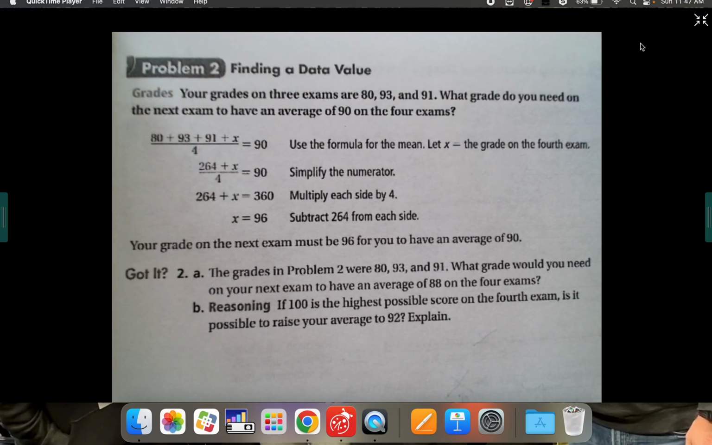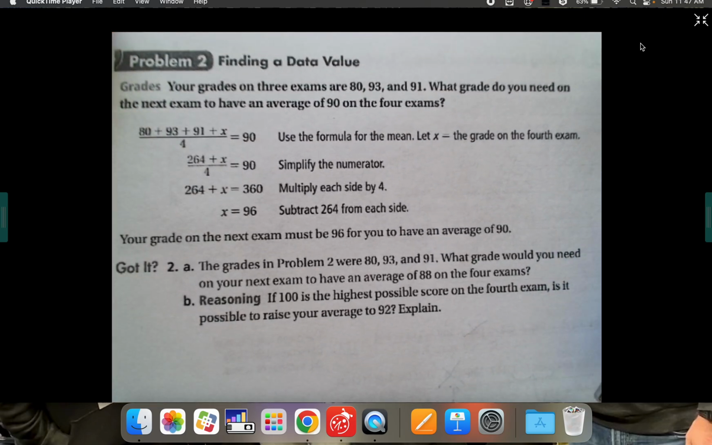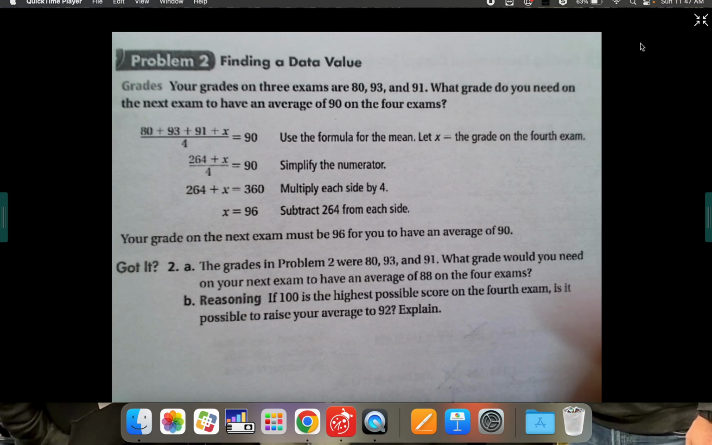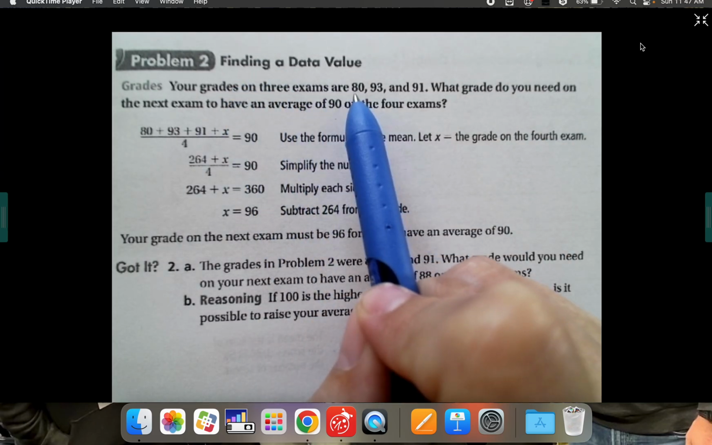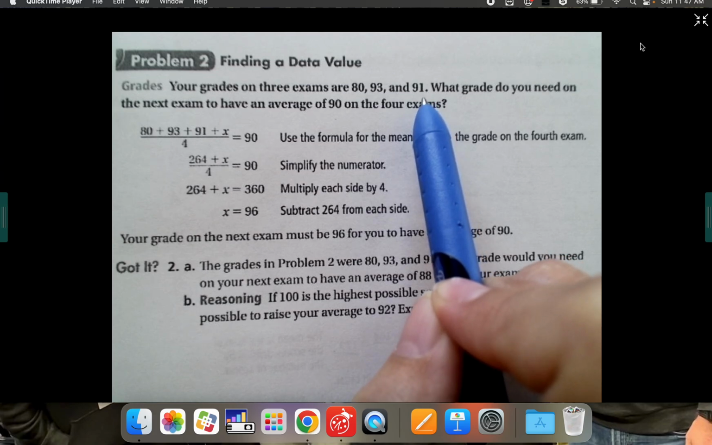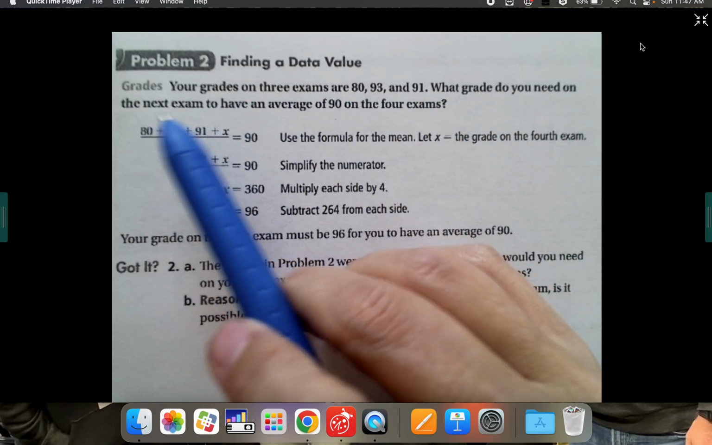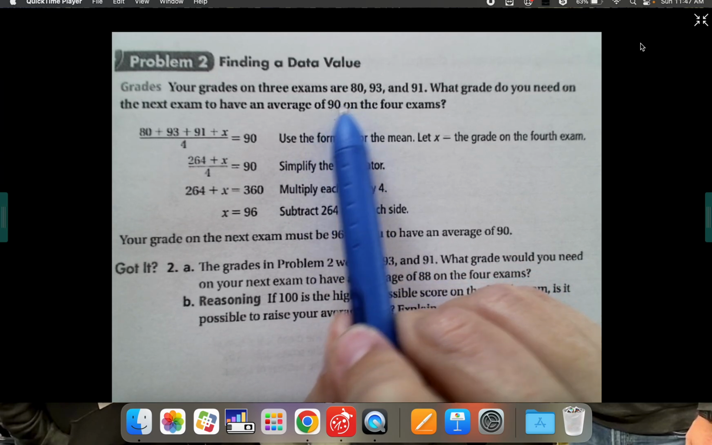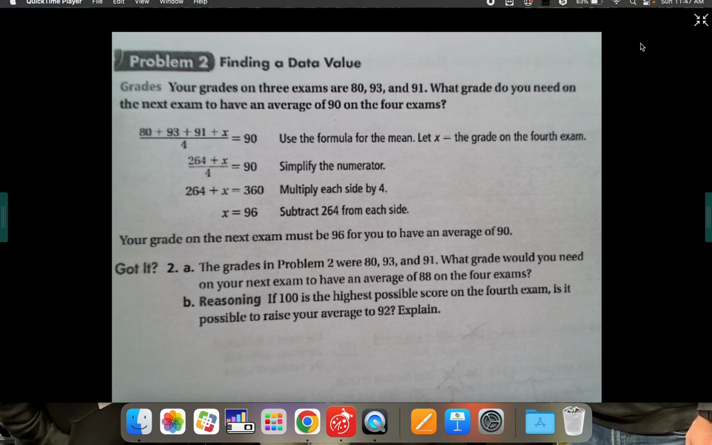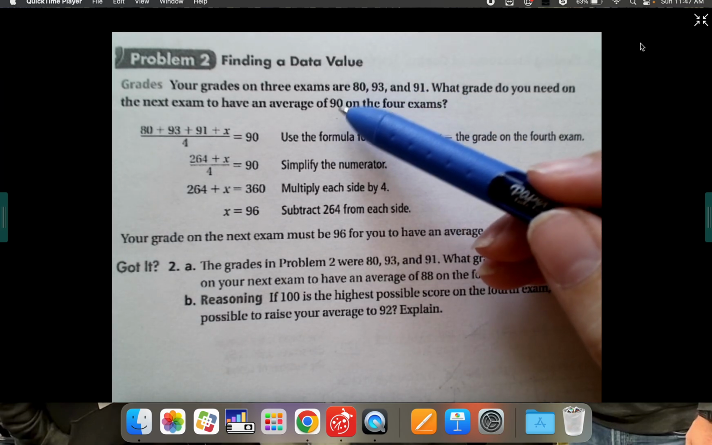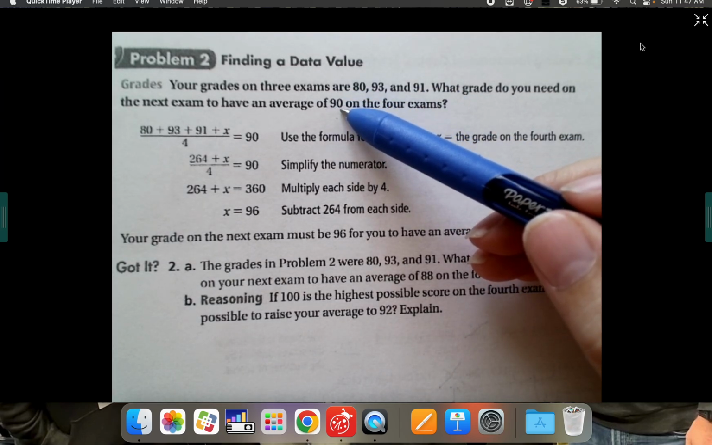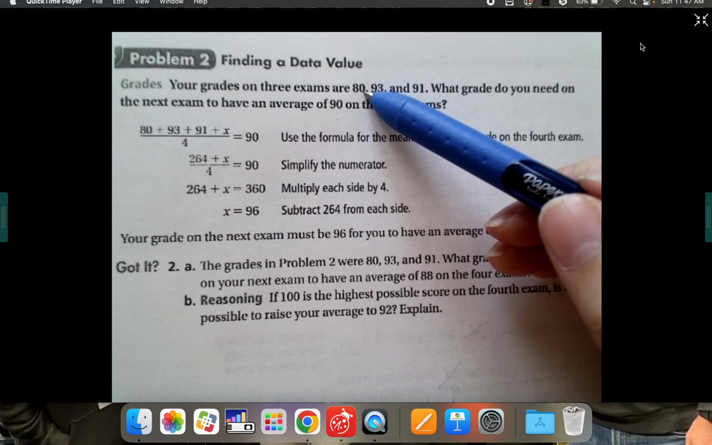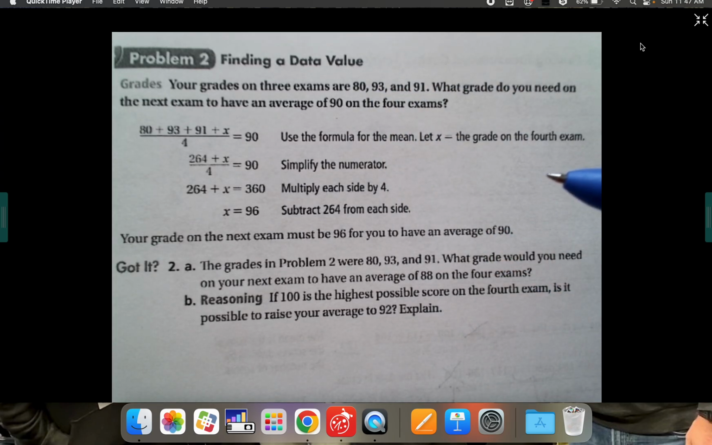Okay, turn the page and let's really quickly talk about finding a data value. This is something that I lived by in college. You might live by this in high school as well. Let's say your grades on 3 exams are 80, 93, and 91. What grade must you get on the next exam to get that A in the class? So let's say you're like, I don't know how much I need to study, but I know I want an A in the class. I know I want an average of a 90 after all 4, and my first 3 are 80, 93, and 91. What do I need to get on my 4th test?